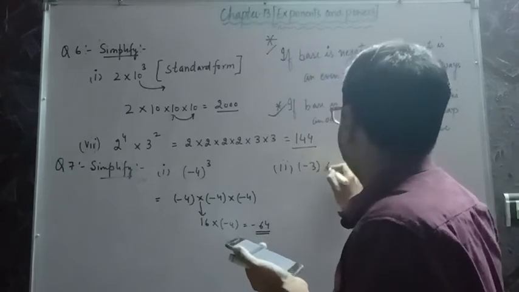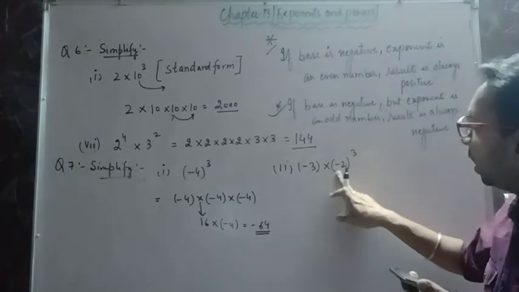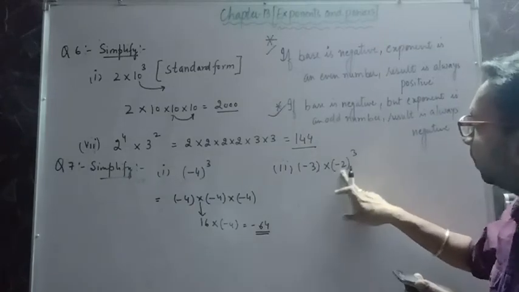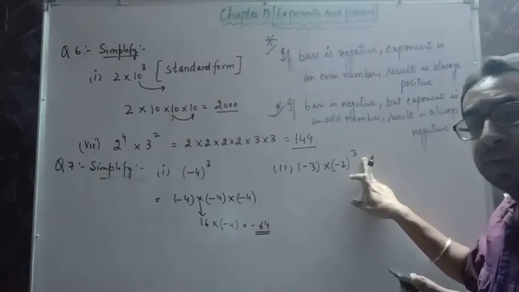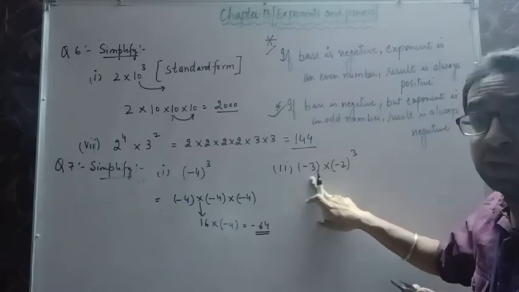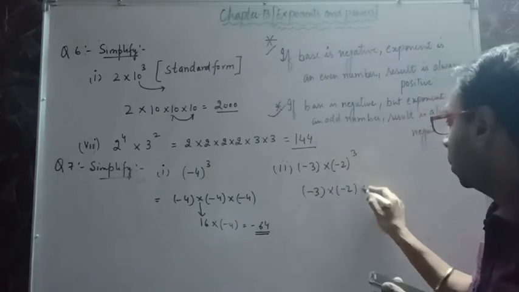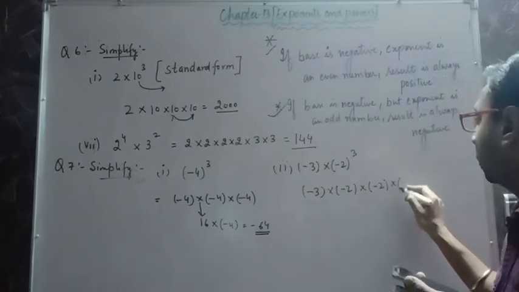Minus 3 into minus 2 raised to power 3. Now you might be thinking minus 2 raised to power 3, base is negative, exponent is odd number, result will be negative. But this minus will also be included. So how will I represent it? Minus 3, minus 2 into minus 2 into minus 2.